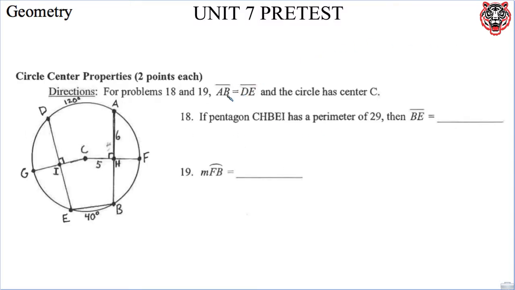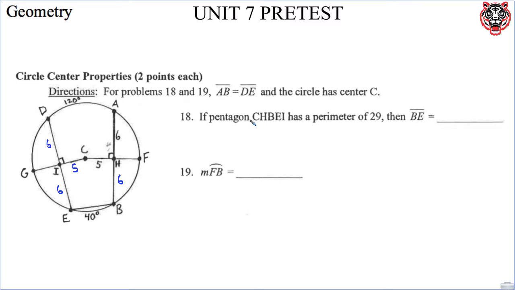All right, for problem 18, we know that AB and DE are the same length. So AB and DE, we notice this is 6 if it's hitting this chord at a right angle. CF is hitting it at a right angle. Therefore, this length must also be 6. Since these two are the same, we know that they're equidistant from the center, so this must also be 5. And since these are the same lengths, this should be 6 and 6 here.